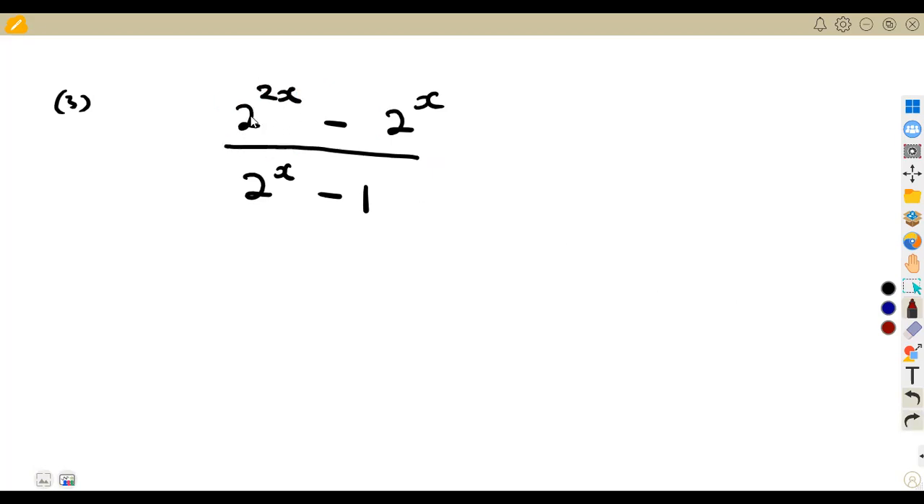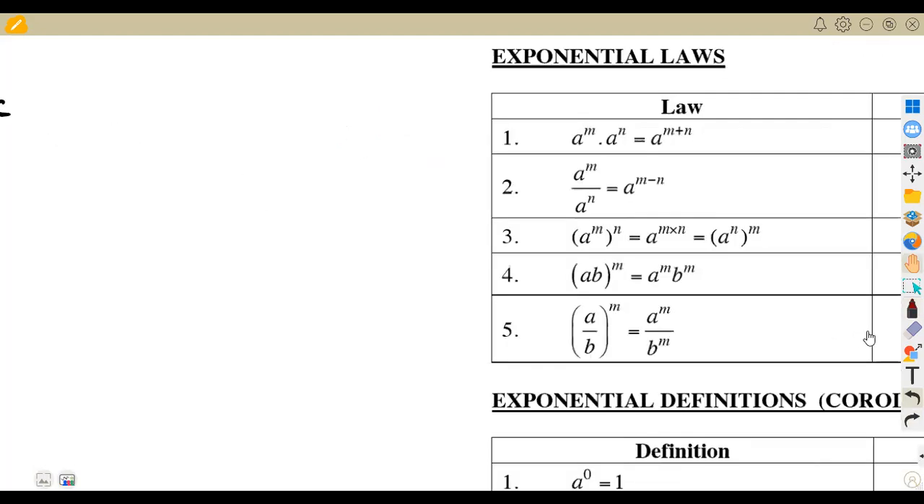Okay, this can be written in 2 ways. Let's get back here. 2 to the exponent of 2x here. A to the exponent of mn like this can be written as a to the exponent of mn, or vice versa, a to the exponent of nm.